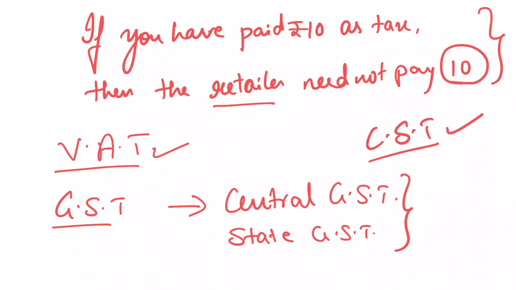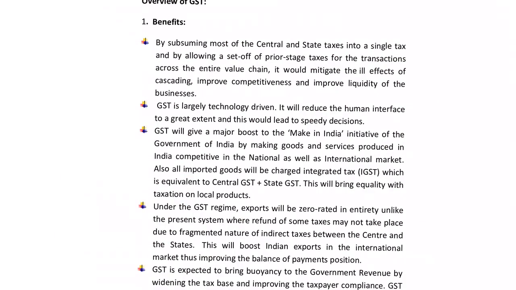Right, guys? So let us see some of the important lines with respect to GST. The first thing is, by subsuming most of the central and state taxes into a single tax, and by allowing a set of prior stage taxes for the transactions across the entire value chain, it would mitigate the ill effects of cascading. That is, as I told you, the retailer has to pay, the wholesaler has to pay, the distributor has to pay. That cascading effect will be reduced.